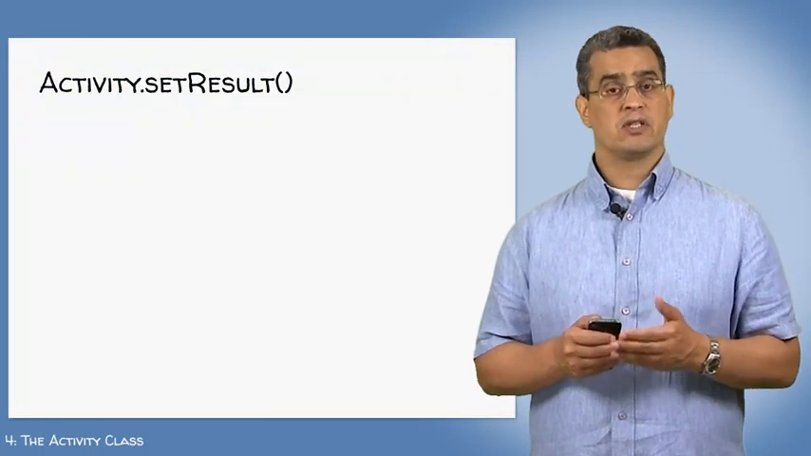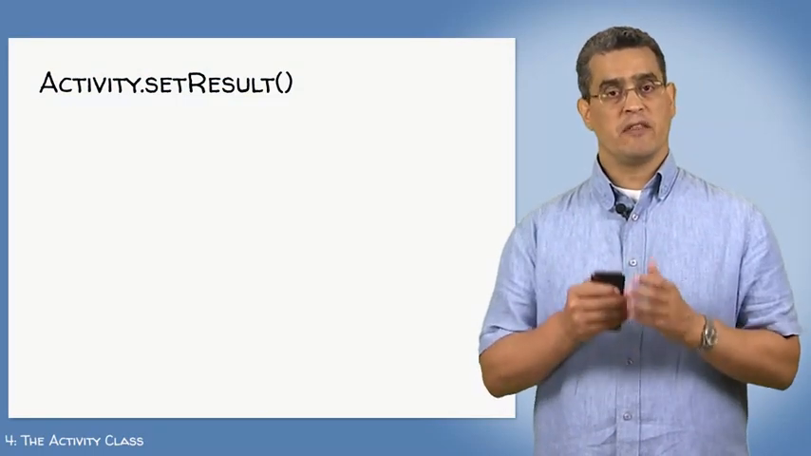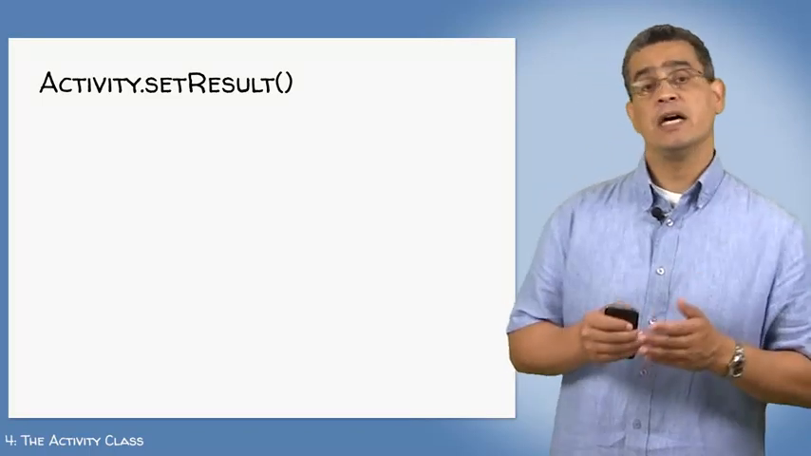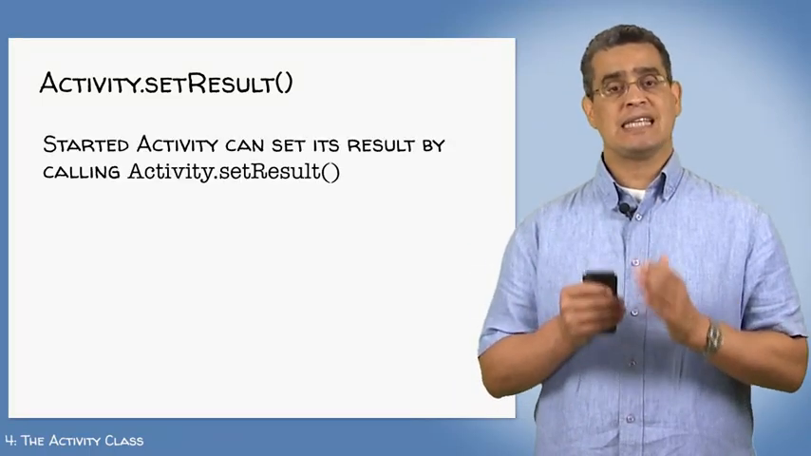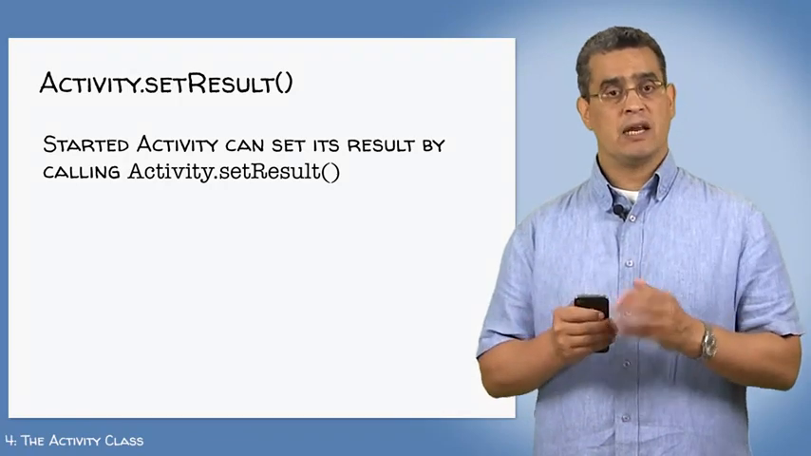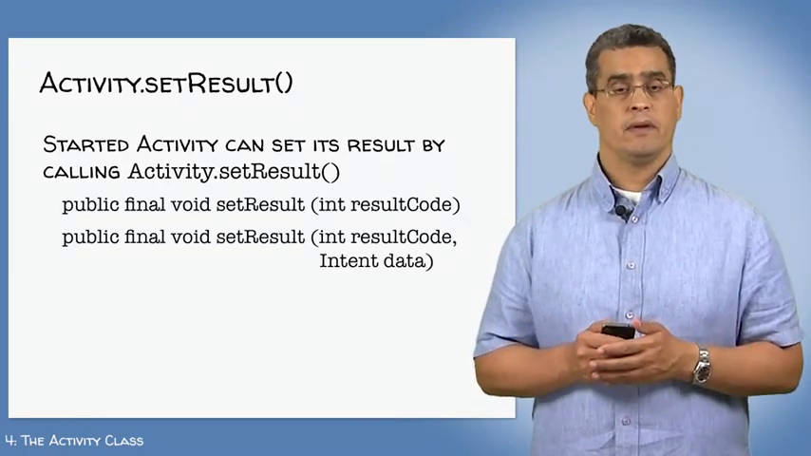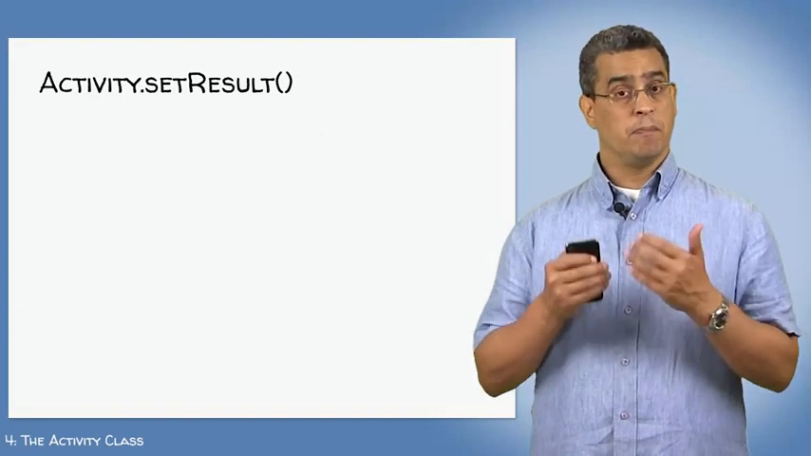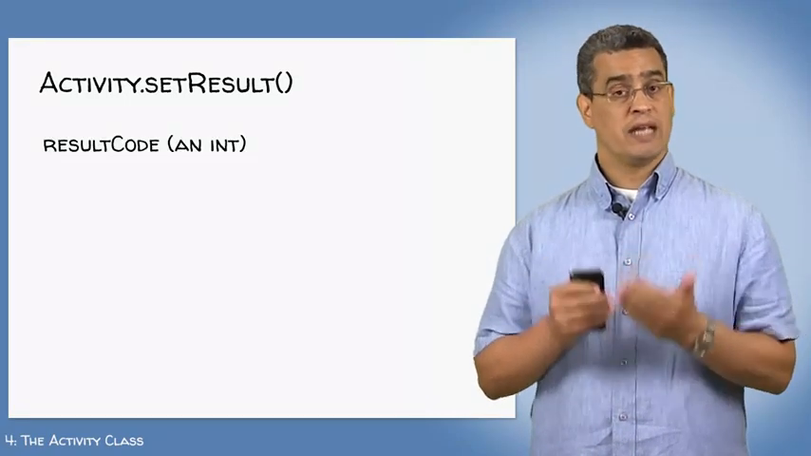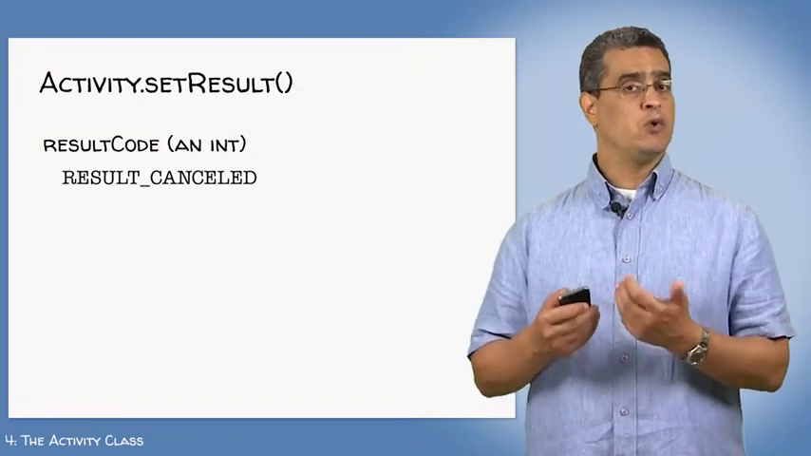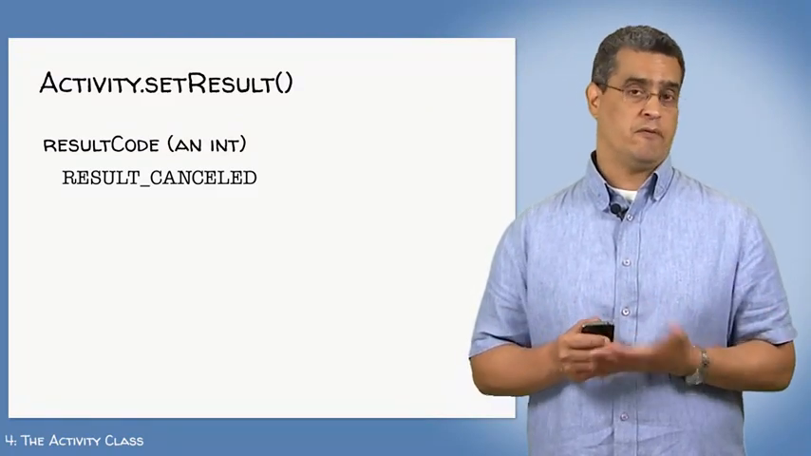Once the new activity is started, it is responsible for setting the result that should be returned back to the calling activity. And it does this by calling activity.setResult, passing in a result code, and optionally passing in some result data. Now these result codes include some built-in codes such as RESULT_CANCELED, which indicates that the user chose not to complete the activity normally. They probably hit the back button, for example.